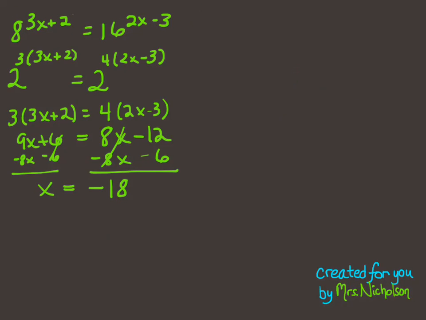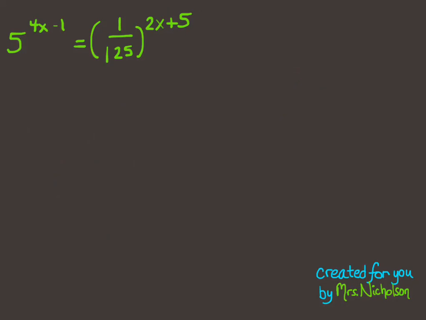If you were successful on this next example, you should have ended up with negative 18. So again, I had bases of 8 and 16. I rewrote them both in terms of 2. 8 is 2 to the 3rd, 16 would be 2 to the 4th. And once we have like bases, we can set the exponents equal to each other. And then you just distribute and solve for x. From that point, it's just your algebra skills that you learned in Algebra 1. Let's look at the next example.